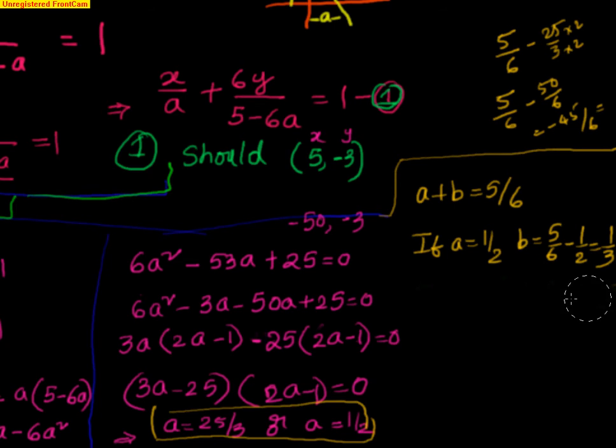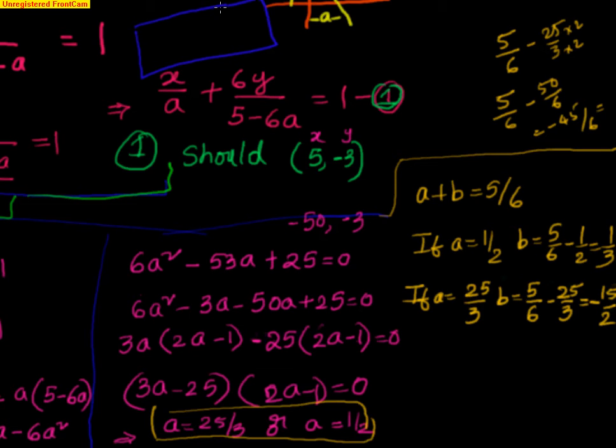Okay, let's do it again for only the second part. What I am saying is, if A is equal to, what's the value we got? 25 by 3. B is equal to 5 by 6 minus 25 by 3. That is equal to minus of 15 by 2. So what are my values of A comma B? My values of A comma B are, let me write them here, right? This is what we found.